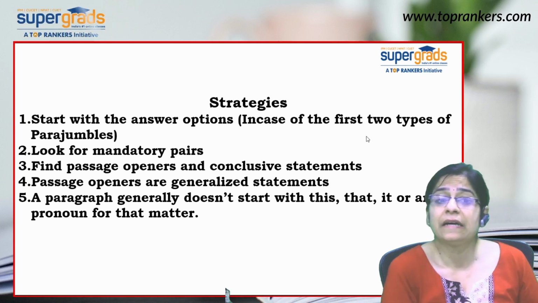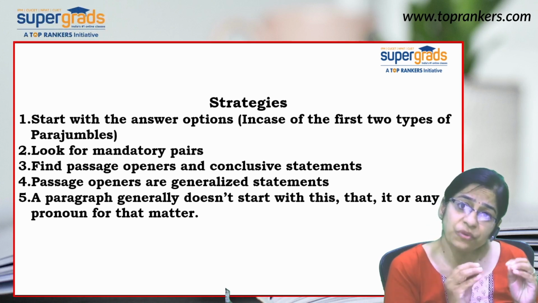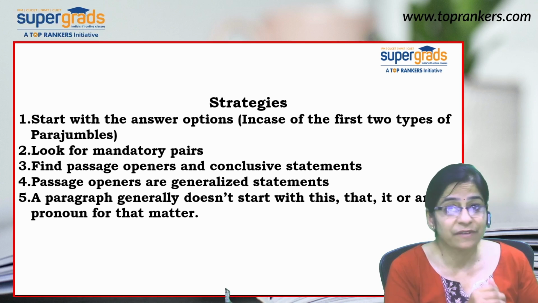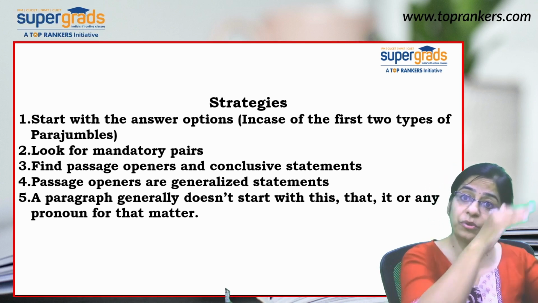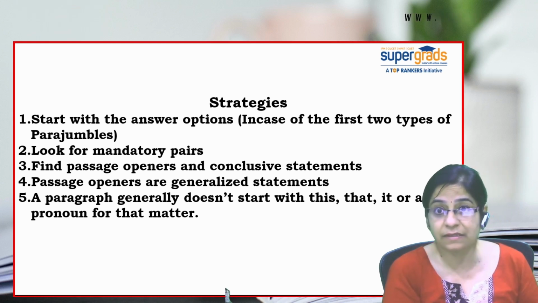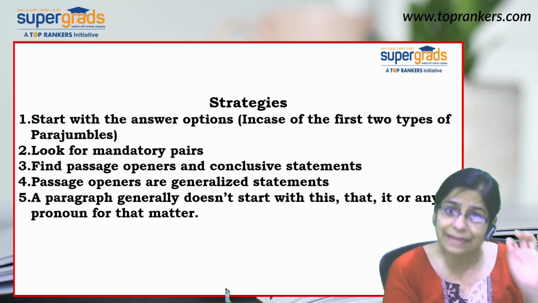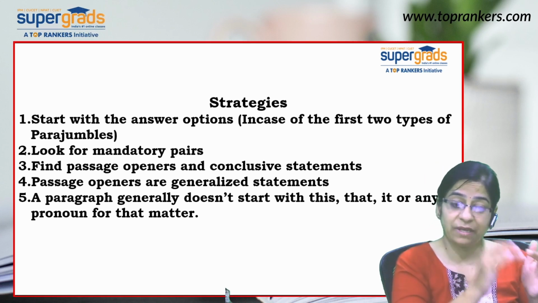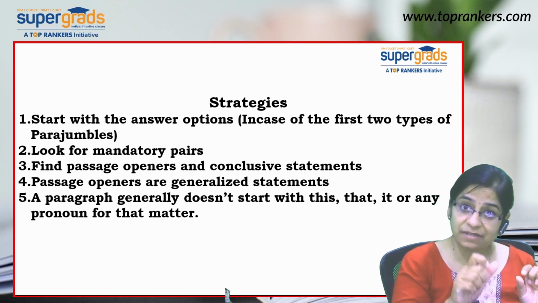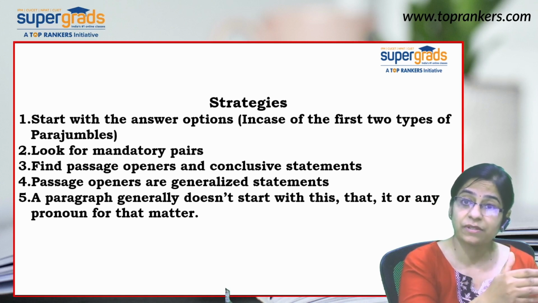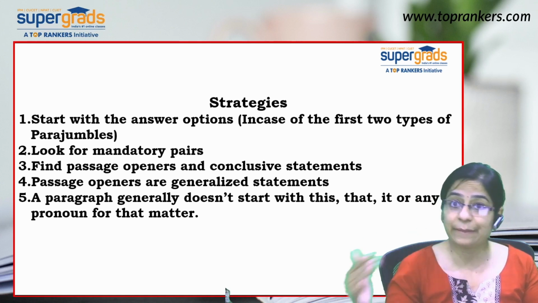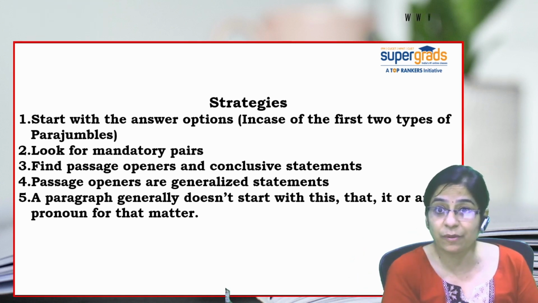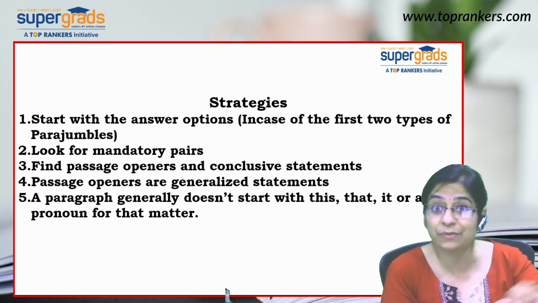Now see, there are only a few things that you have to keep in mind when you are working on a question based on parajumbles. First of all, don't try to rearrange the sentences in the parajumble. Instead, start with the answer options. Take a look at the answer choices and determine if this answer choice is a better answer choice than the others. Eliminate them, and probably this one will be your answer. Now we'll understand how this will work.